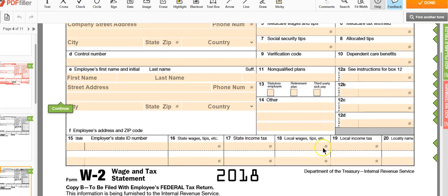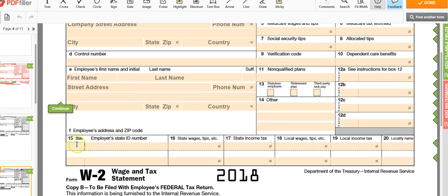Now let's come down a little further to box 15. I'm sorry, let me go over here to box 13. In box 13, you're going to see certain things checked, like for retirement plan. If you participate in your retirement plan, this box should always be checked. This is third-party sick pay. If you happened to have been out on sick leave for some time and you were getting money from that source, then they would check this box.